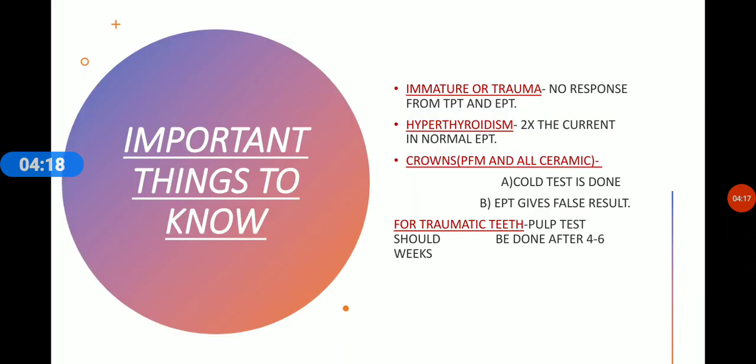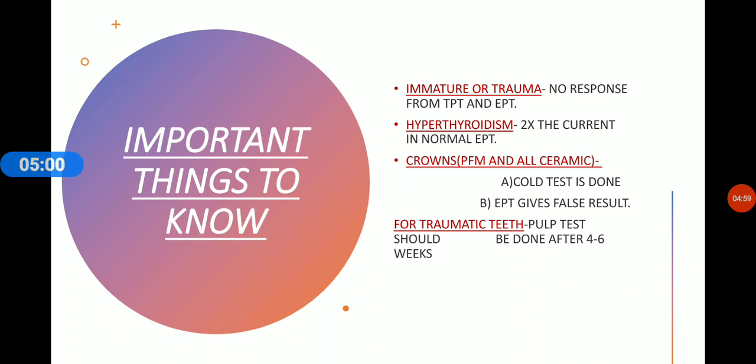So now the important things which you should know. If the tooth is immature or traumatized, whether you do the thermal pulp test or the electric pulp test, there will be no response, because in trauma, the plexus of Raschkow, that is the A delta and the A beta fibers, are cut off due to trauma. Whereas in immature teeth, the plexus of Raschkow is not well developed, that is, the A delta and the A beta fibers have not penetrated the dentinal tubules. So we will not get any response for immature and traumatized teeth.